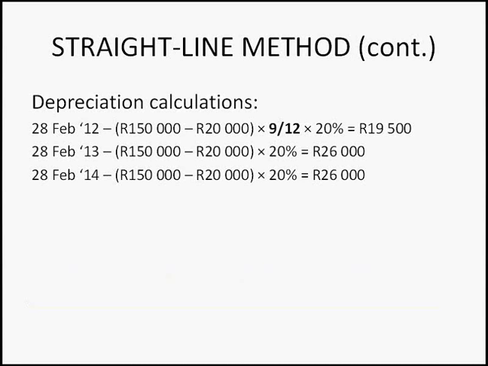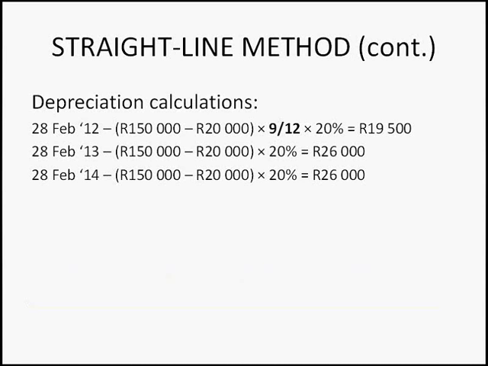So the first time I write off depreciation on this vehicle, I write off an amount of 19,500. The next time I write off depreciation, it is for a full year. So on the 28th of Feb 2013, I then have an amount of 26,000. And how did I get that?